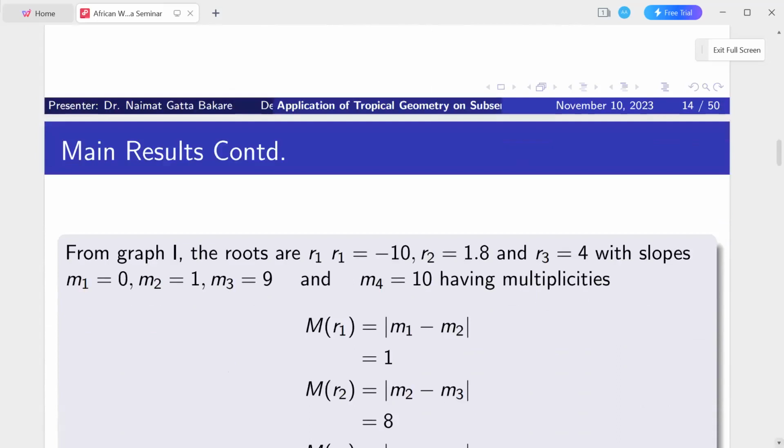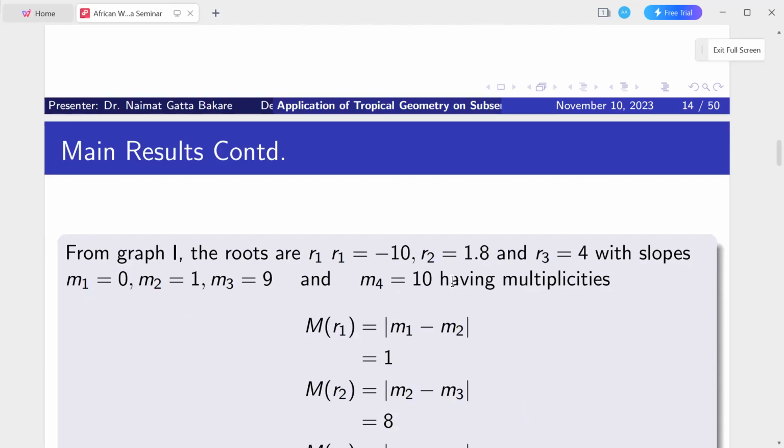Now, after obtaining our root, the next thing is to look at the slope. How do we find our slope? We look at the slope by checking the line above the intercept. The slope at that line will give us the slope for each of the roots. So when we check, we discover that the slope M1 at the line that we use to obtain the root 1 is 0, while our slope of M2 is 1, our slope of M3 is 3, and our slope of M4 is 10.